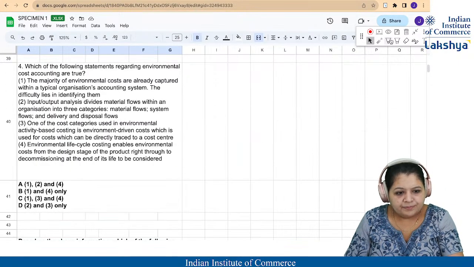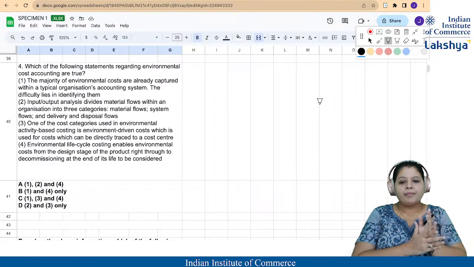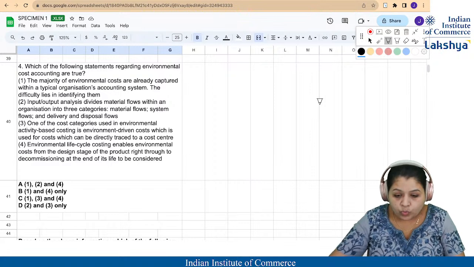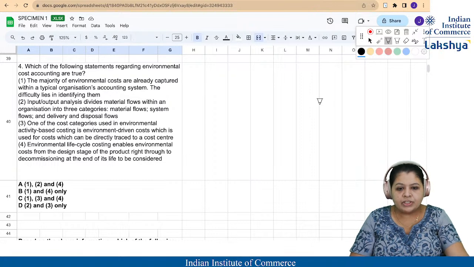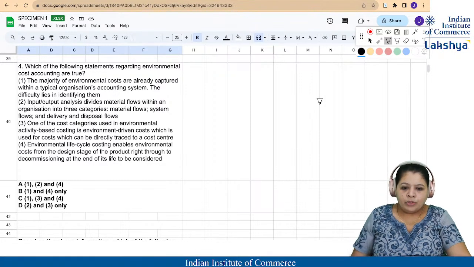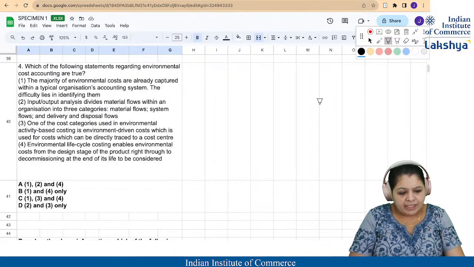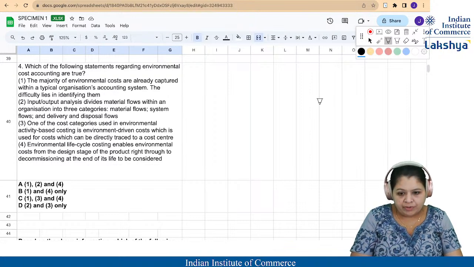Theory. What does the question say? Which of the following statements regarding environmental cost accounting are true? The majority of environmental costs are already captured within a typical organization accounting system, and the difficulty lies in identifying them. Basically, we just need to find out which one is true and which one is false, right? So I feel that the first one is true. Environmental cost is always there. It's just that the companies don't end up identifying them very often, right?